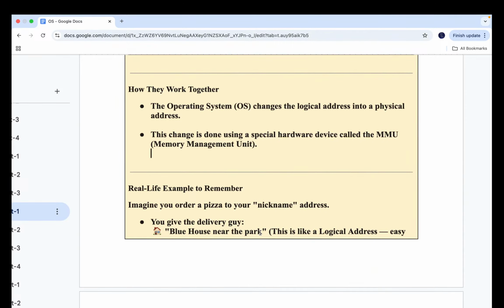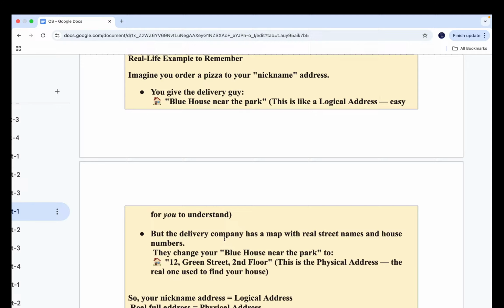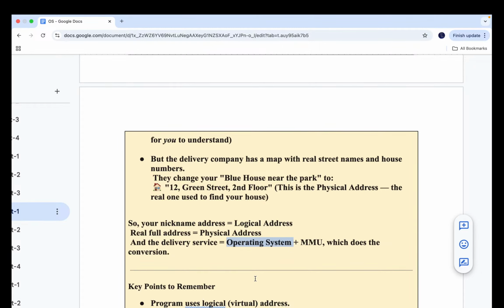Real life example to remember. Imagine you order a pizza to your nickname address. You tell the delivery boy, blue house near the park. This is the logical address. But the delivery company has a map with the real street name and house number. They change your blue house near the park into the real address. This is the physical address. So your nickname address is the logical address, the real address is the physical address, and the delivery service is the operating system plus MMU, which does the conversion.